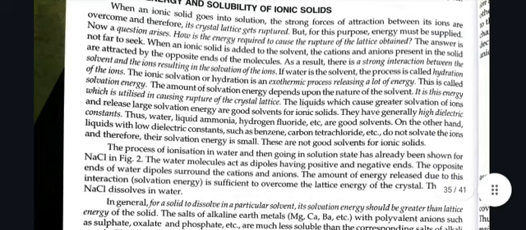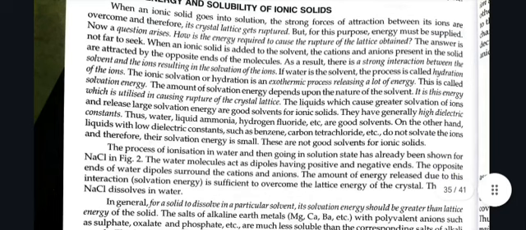The liquids which cause greater solution of ions and release large solution energy are good solvents for ionic solid. They generally have high dielectric constants. Thus water, liquid ammonia, hydrogen fluoride, etc. are good solvents. On the other hand, liquids with low dielectric constants such as benzene, carbon tetrachloride, etc. do not solvate the ions and therefore their solution energy is small. These are not good solvents for ionic solids.